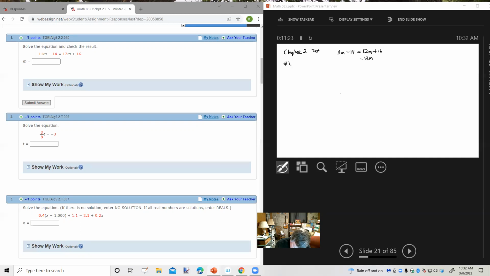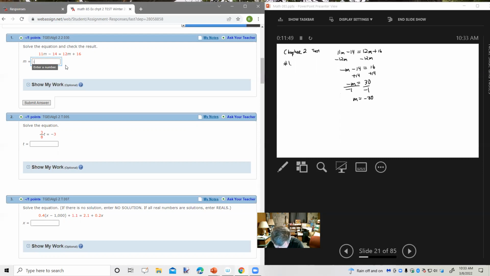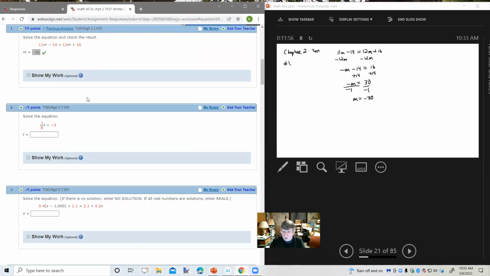So I'll subtract 12m from both sides of the equation, which gives me negative m minus 14 equals 16. Then I'll add 14 to both sides of the equation. That gives me negative m equals 30. Then I'll divide both sides by negative 1 because of the negative 1 coefficient. So m should be negative 30. So we'll put in negative 30 and see how it goes. All right. Any questions about that problem?